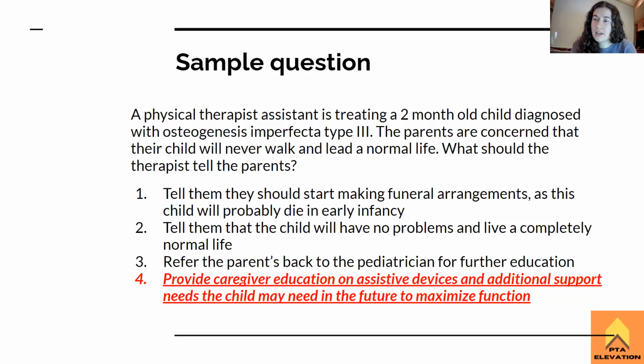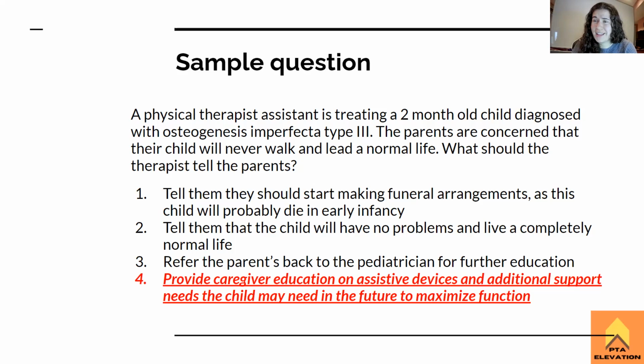So this child has osteogenesis imperfecta type 3. Remember, that's not the most severe type. That would be type 2. So this child really isn't, with modern technology, modern interventions, all that stuff, they're probably not going to die in early infancy. They'll probably live well into their adulthood and live a relatively normal life with their mobility aids and whatnot.